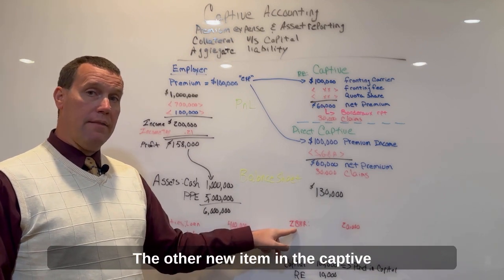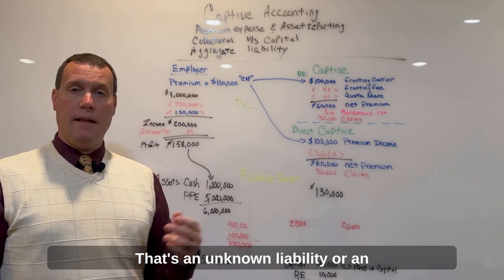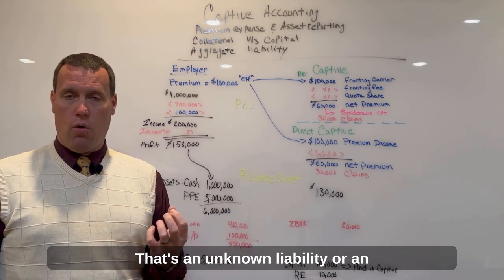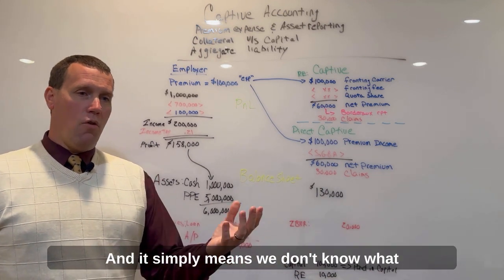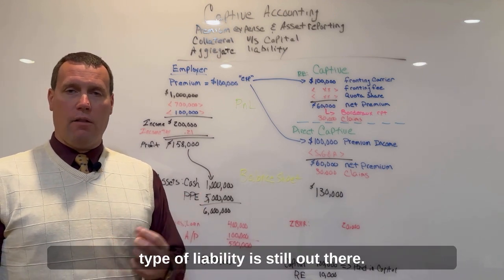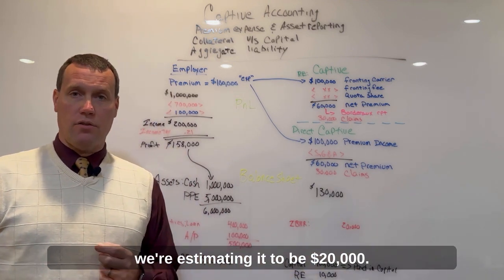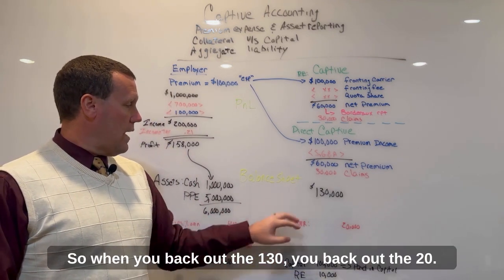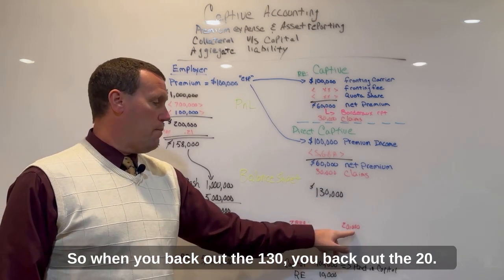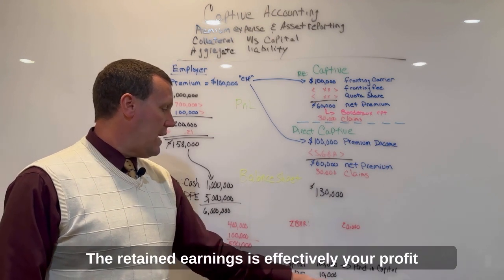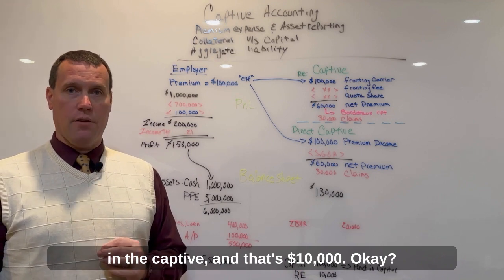The other new item in the captive insurance company is incurred but not reported. That's an unknown liability or an estimate that the actuary provides you, and it simply means we don't know what type of liability is still out there. Therefore, we're going to estimate something, and we're estimating it to be $20,000. So when you back out the 130, you back out the 20, the retained earnings is effectively your profit in the captive, and that's $10,000.